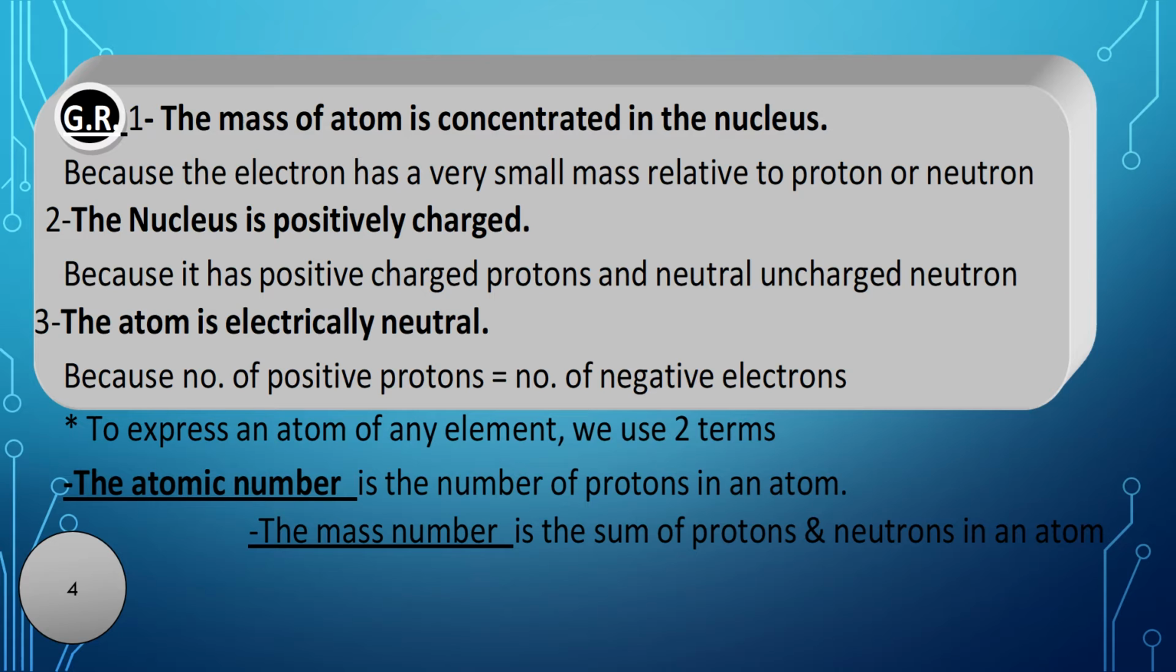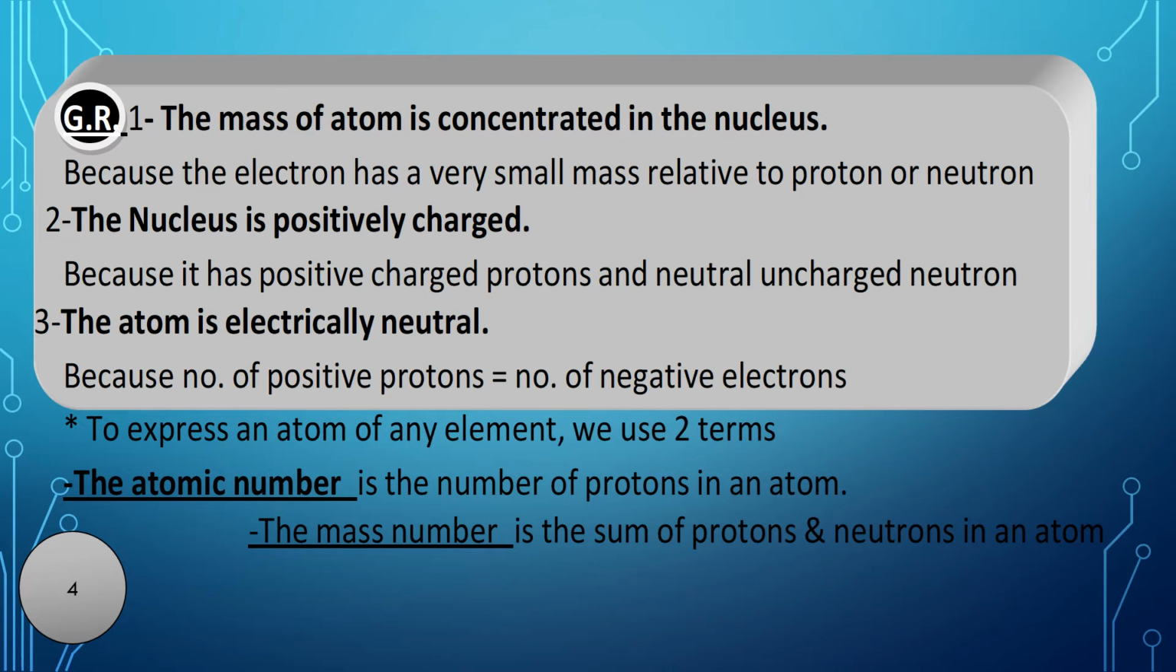Number two, give reason: the nucleus is positively charged. Why? Because it has positive protons and neutral neutrons. Number three, give reason: the atom is electrically neutral. What's the meaning of neutral? That the positive protons equal the negative electrons, because the number of positive protons inside the nucleus equals the number of negative electrons around the nucleus.